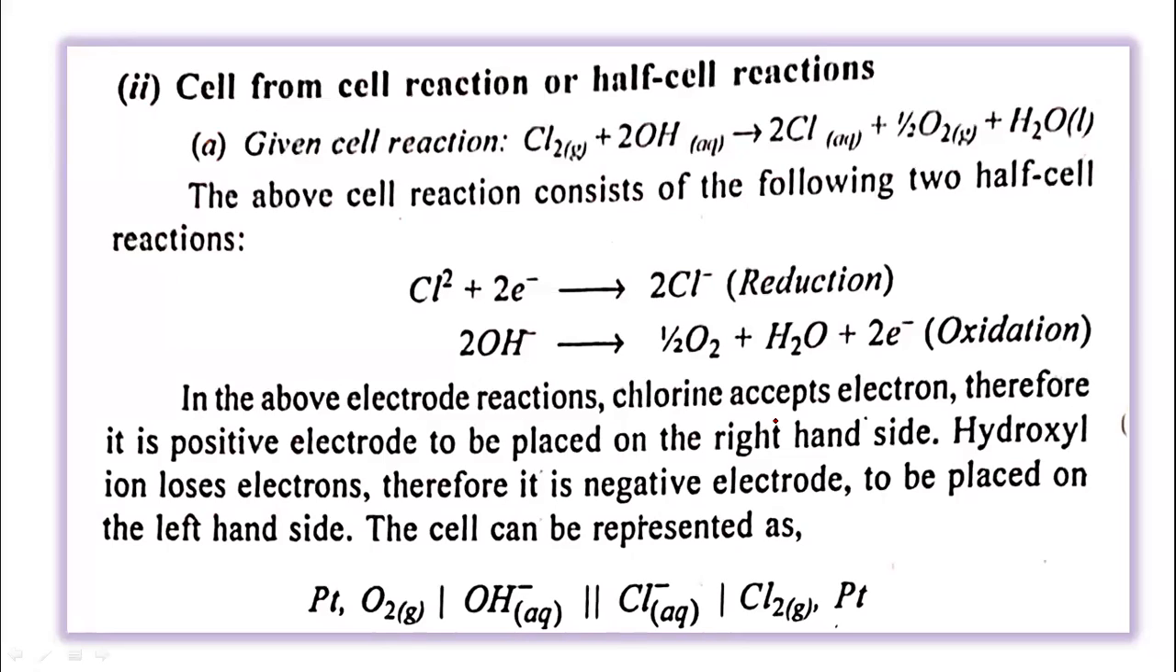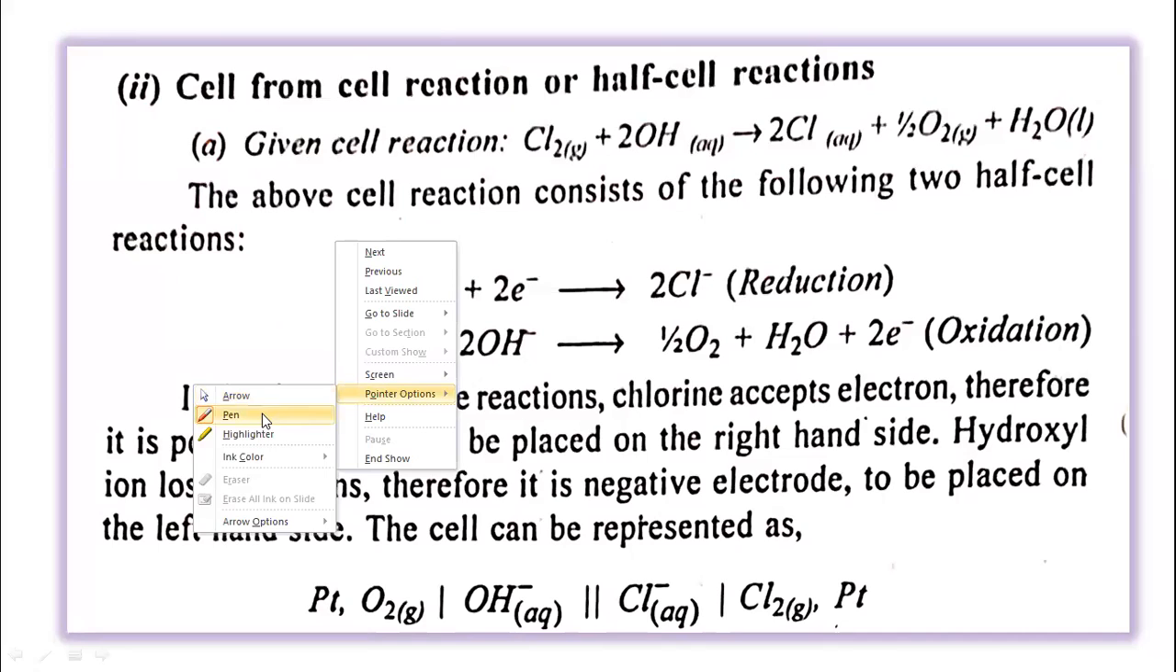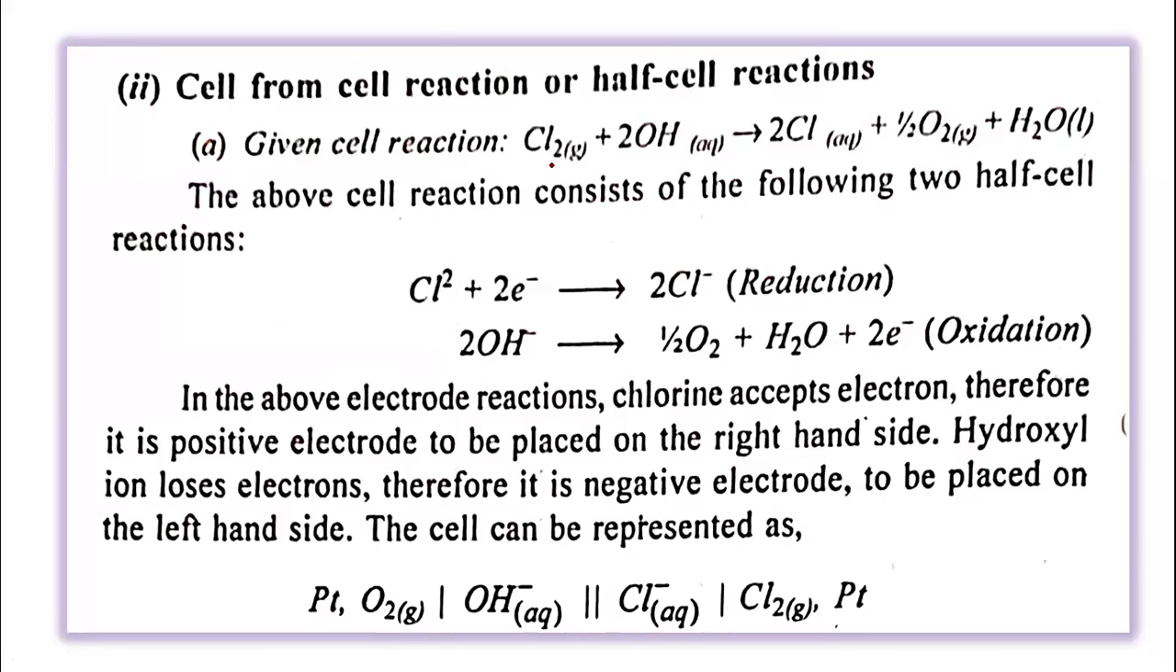Now let us see here. Another example is given. Another cell reaction is given here. Chlorine gas reacts with hydroxyl ions. Chlorine gas is converted to chloride ions here. In the same way, previously we have explained the conversion of chlorine gas to chloride ions, that is reduction. Then conversion of hydroxyl ions to oxygen gas and water molecule.